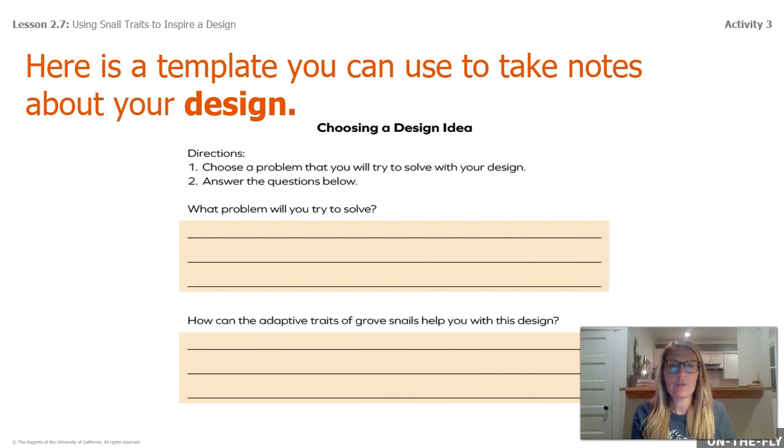It says here, choose a problem that you will try to solve with your design. So that's where I want you to spend a lot of your thinking time. What's a problem out in the world that you wanna solve? What will your design try to solve, and how can the adaptive traits of a grove snail, the hard, stronger shell, and the idea that the shell blends in with the environment, how can those 2 things help you with your design? So remember, your design should use ideas from one of the grove snail's adapted traits and help solve a problem.